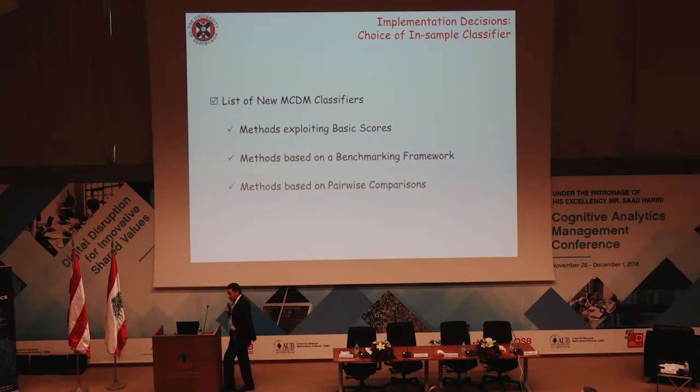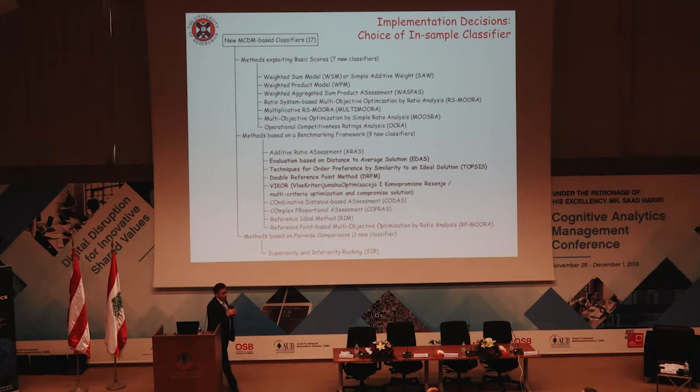here, I came up with a list of, I think 17 or something, methods, new methods, that I classify into three categories: methods exploiting basic scores, methods based on a benchmarking framework, and methods based on pairwise comparisons. So basically, these are the methods. Some of them, like EDAS, TOPSIS, the double reference point method, and Vicker, have been published. The remaining ones are actually in the process of being published. They are submitted for publication.